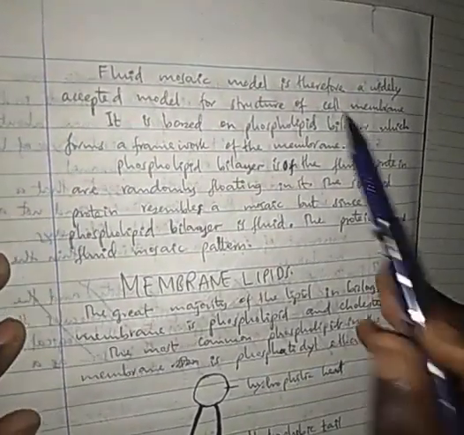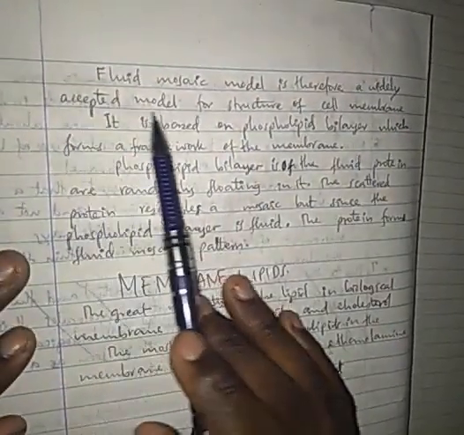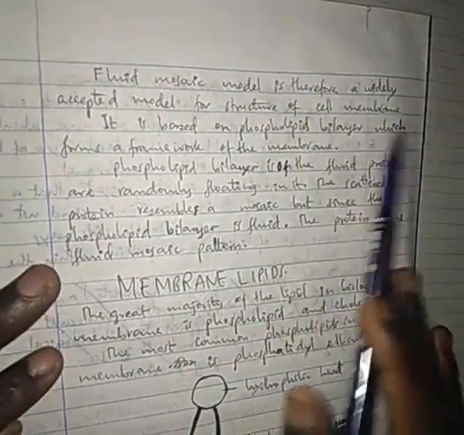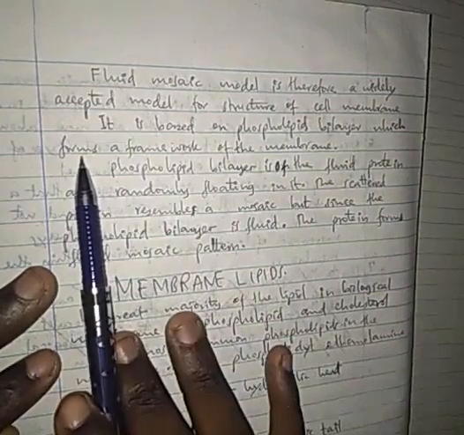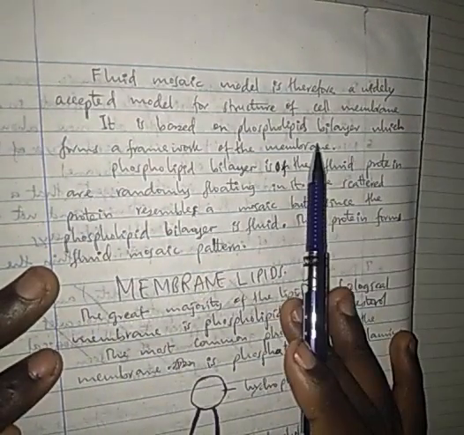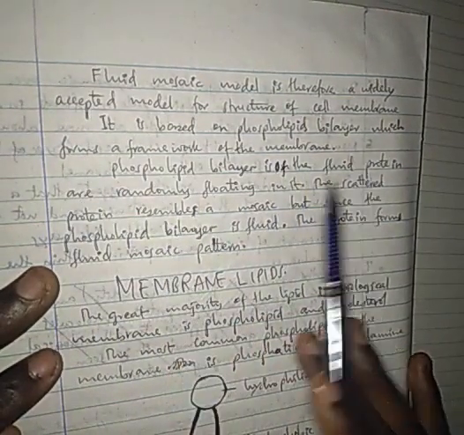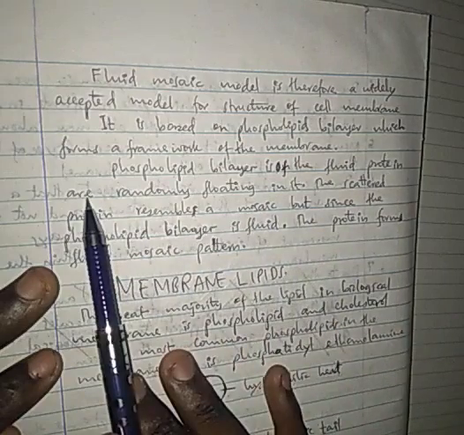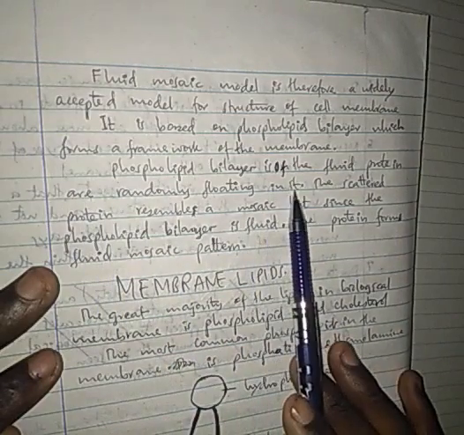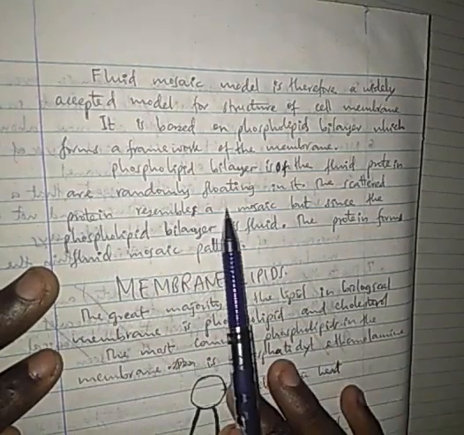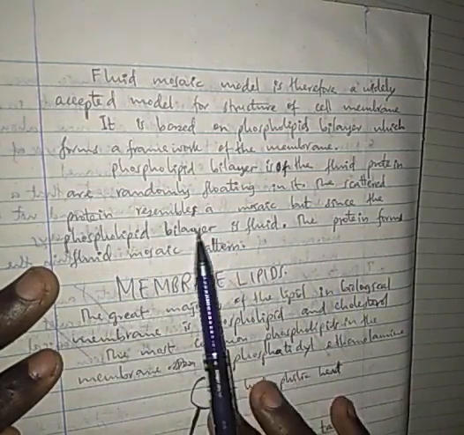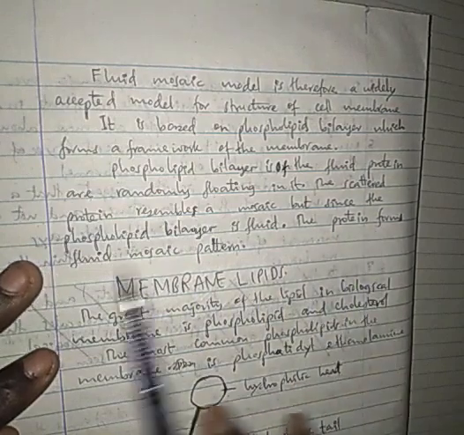Now, the fluid mosaic model is therefore a widely accepted model for the structure of the cell membrane. It is based on the phospholipid bilayer, which forms the framework of the membrane. The phospholipid bilayer is fluid, and proteins are randomly floating on it. The scattered proteins resemble a mosaic, but since the phospholipid bilayer is fluid, the proteins form a fluid mosaic pattern.